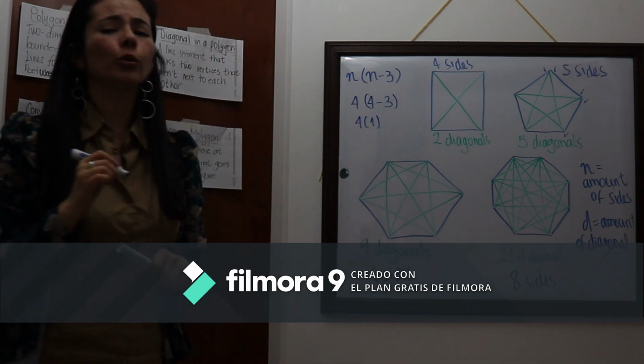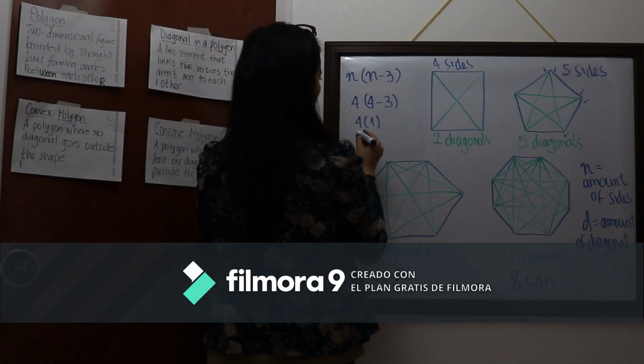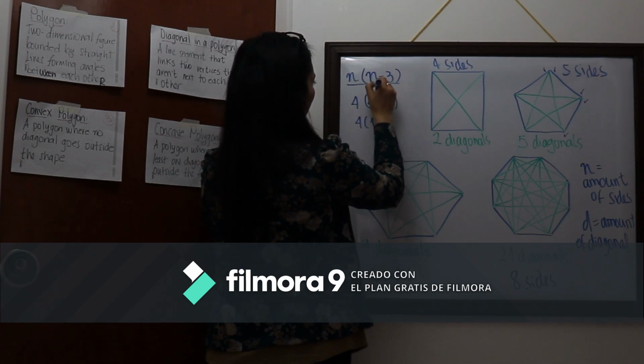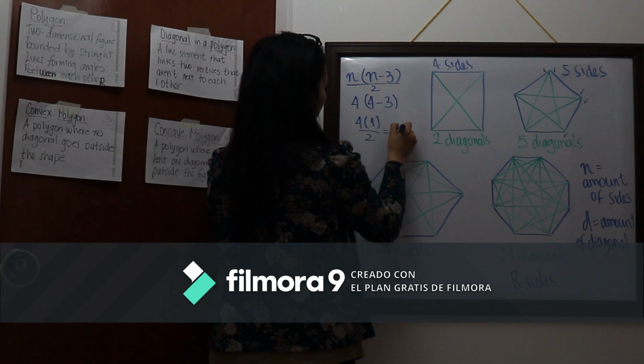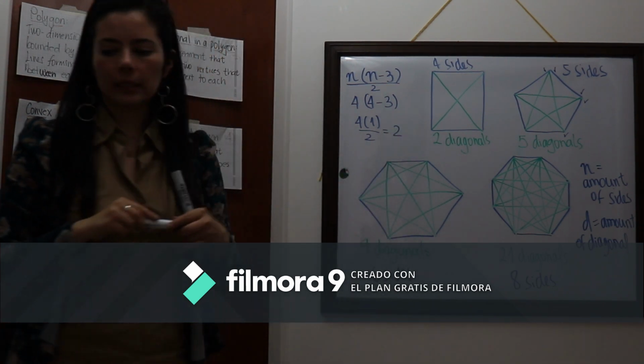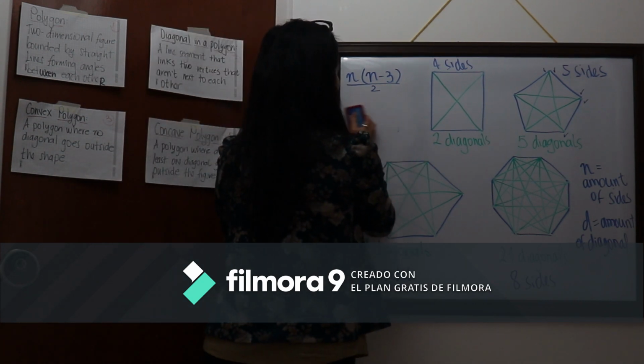But I need to get 2, so we need to adjust that pattern. That means I am going to divide it by 2. And let's see if that works. Well, of course it's going to work, right? But let's see if it works for everybody, because we need to make sure it works for everybody, remember?